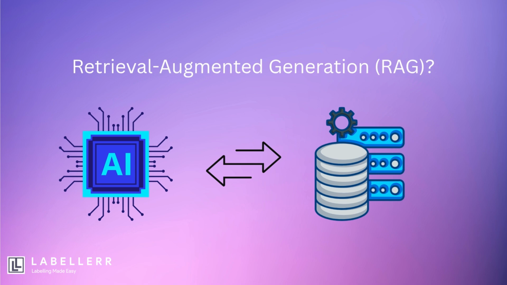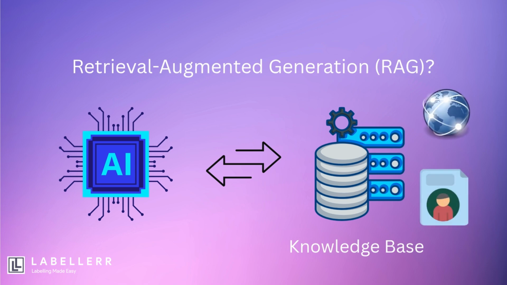Think of it like giving an expert an open book to consult before they answer your question. RAG connects the LLM to an external knowledge base, ensuring its answers are not just intelligent, but also accurate, relevant, and based on specific data.